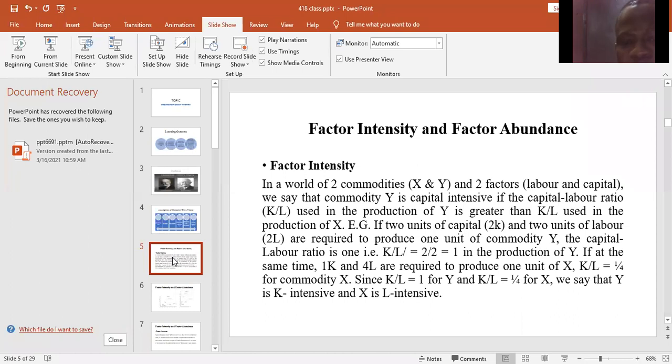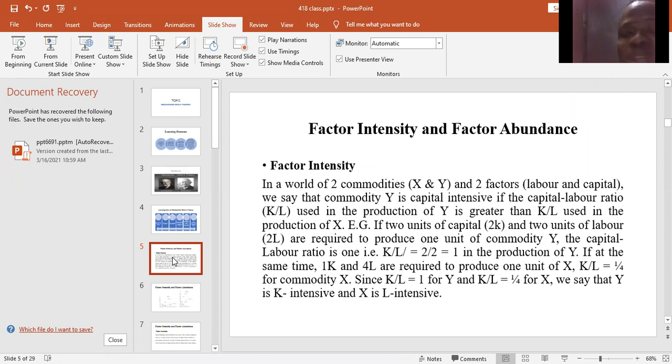But the fact still remains that we are not looking at absolute value. We are looking at the ratio, the ratio of labor per capital. Since we assume that a combination of labor and capital will be required to produce each commodity, we want to see whether a commodity uses higher labor than capital.